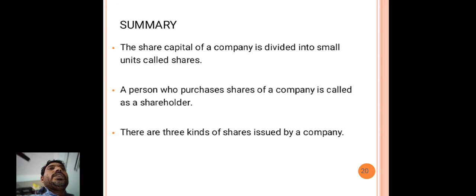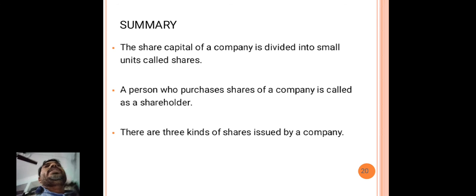In that distribution, the first priority will be given to the equity shareholders, and afterwards to the deferred shareholders. The rate of dividend is fixed for the preference shareholders. Out of the net profit of the company, the fixed rate of dividend will be paid to the preference shareholders. Then the remaining amount will be distributed to the equity shareholders and deferred shareholders.